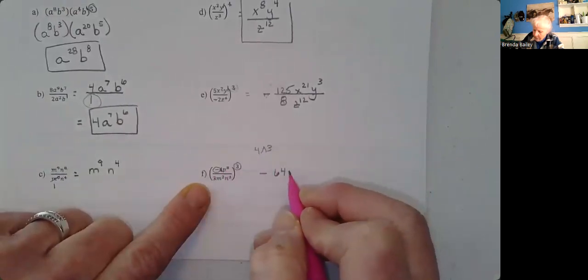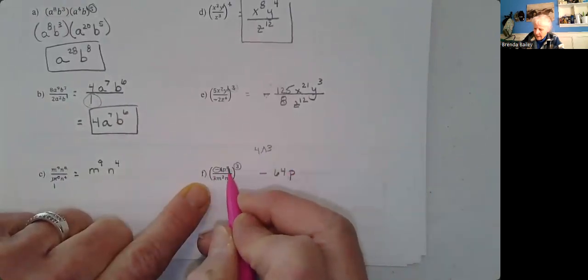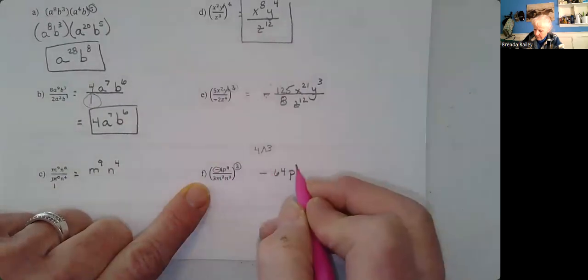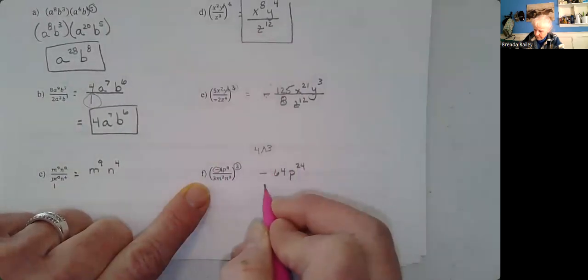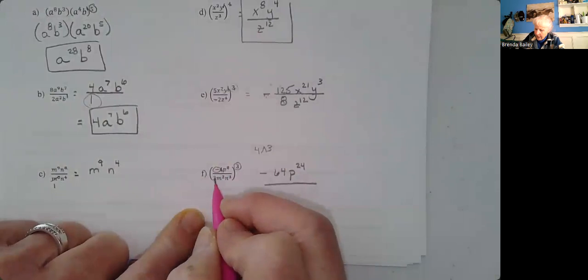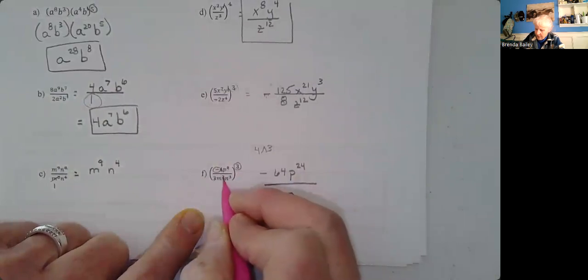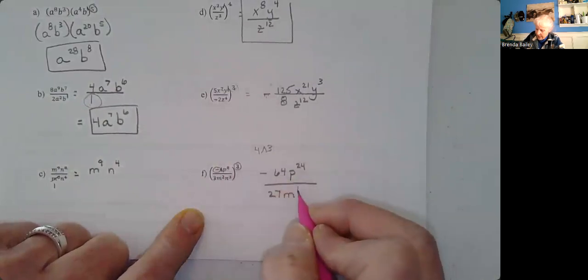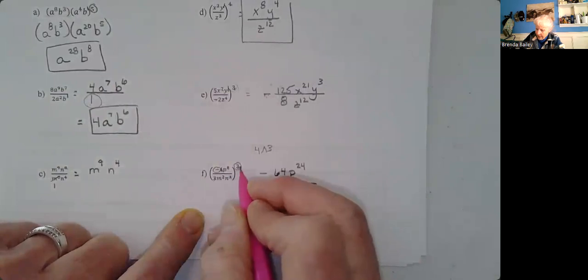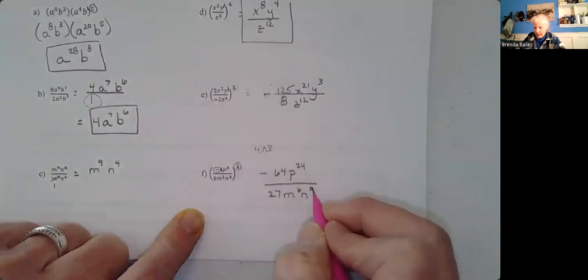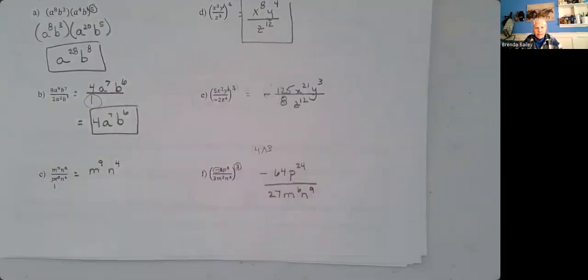Now we multiply exponents. 8 times 3 is 24. 3 cubed is 27. Exponents: 2 times 3 is 6. 3 times 3 is 9. And there's your answer. All done.